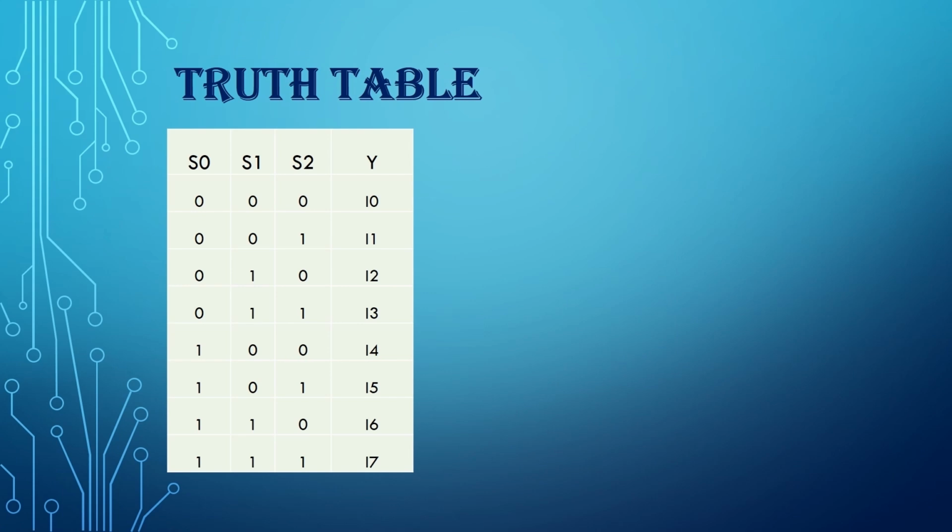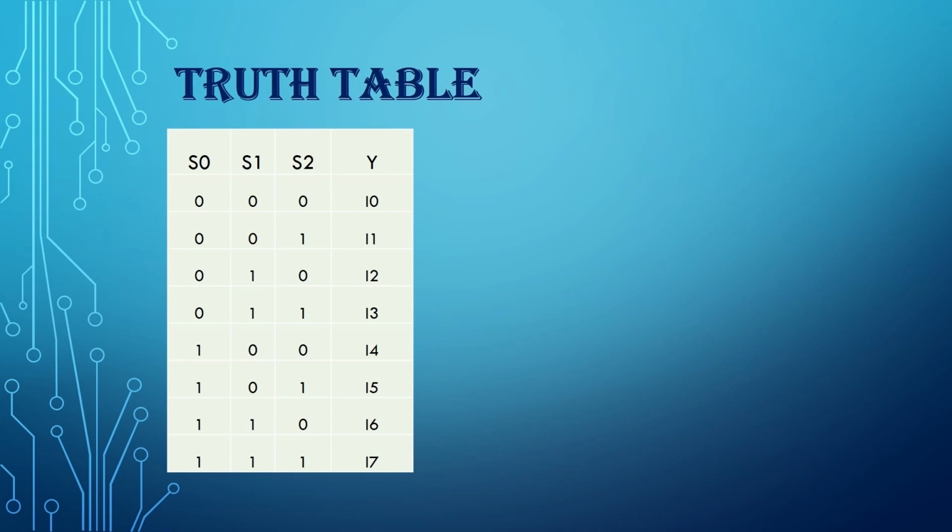And this is the truth table of the 8x1 multiplexer. Here we have 3 selection inputs, so 8 possible combinations. For S0, S1, S2 equal to 0, 0, 0, I0 is connected to the output. For S0, S1, S2 equal to 0, 0, 1, I1 is connected to the output. Similarly, for S0, S1, S2 equal to 1, 1, 1, I7 is connected to the output.